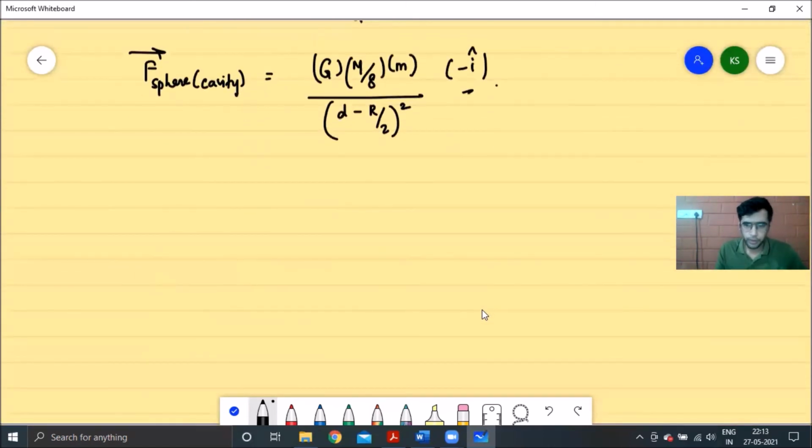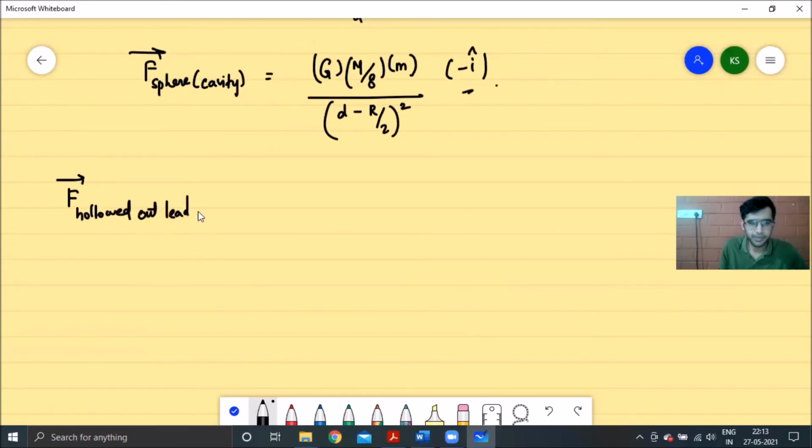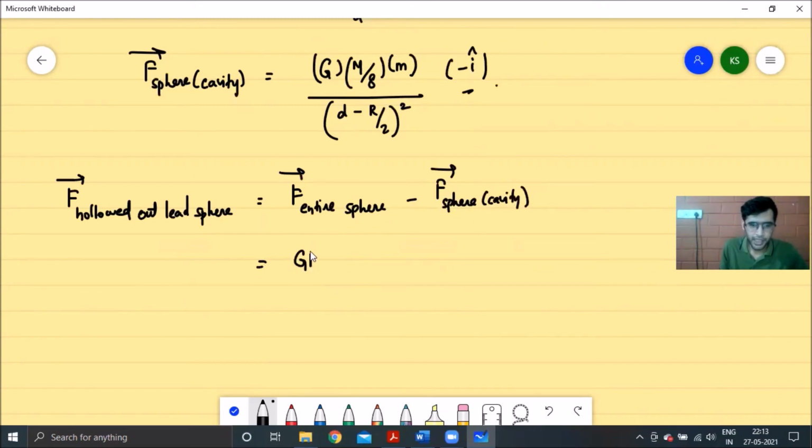And finally, now we found out both the terms required for us to get the answer. So what is the force exerted by the hollowed out lead sphere? Force exerted by the hollowed out lead sphere, as we had written earlier, will be the force exerted by the entire sphere minus the force exerted by the sphere occupying the volume of the cavity. And now this expression was G capital M small m divided by d square of minus i cap. And this was minus G m by 8 into m.